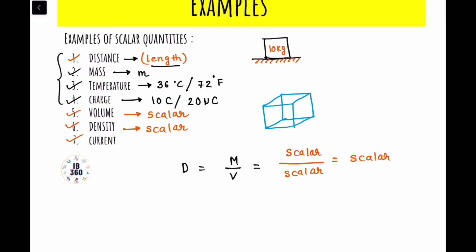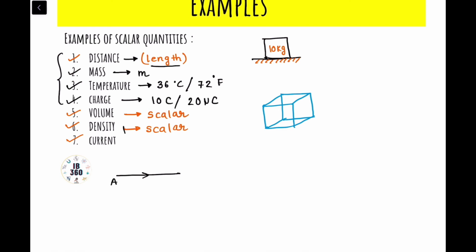Okay, first four, any quantity you can derive. So that means this density is a scalar quantity. So now come to our current. You might know that current can flow from one direction to the other. It can flow in this direction also, and it can flow in this direction also. So you might think that current is a vector quantity, but let's just check.